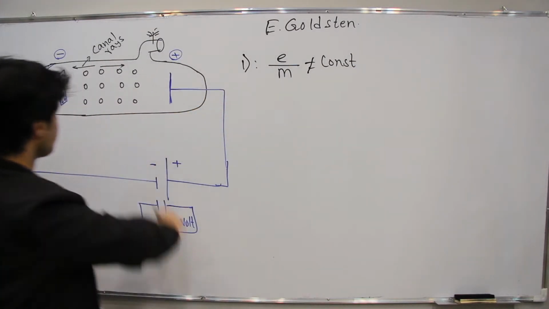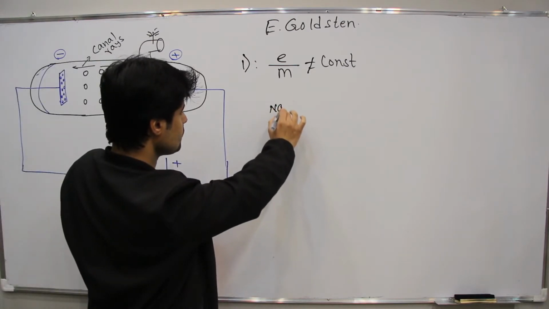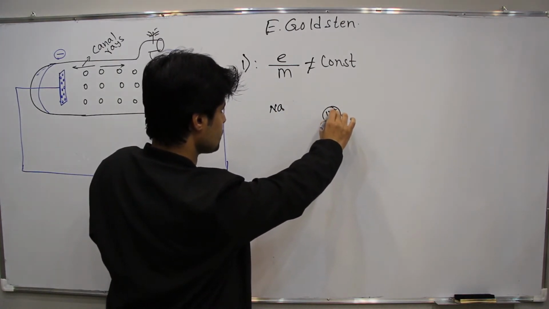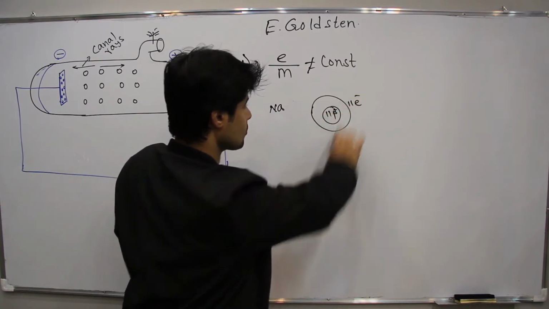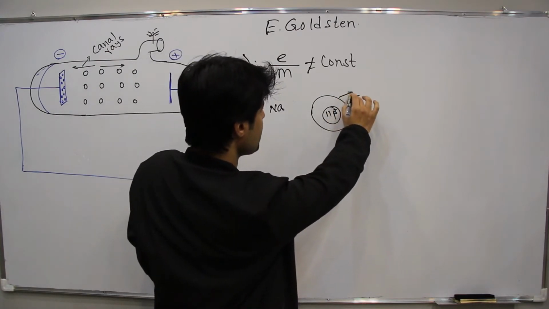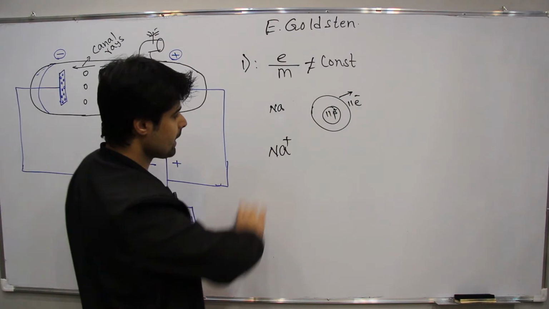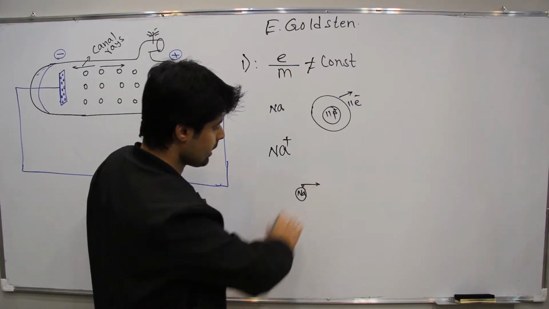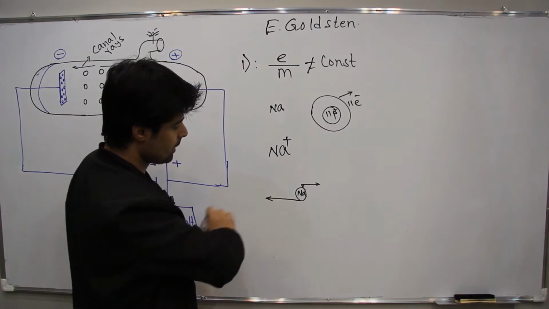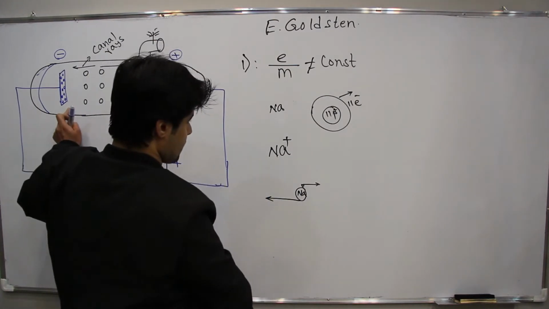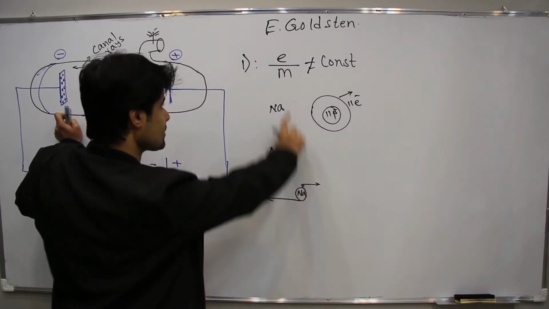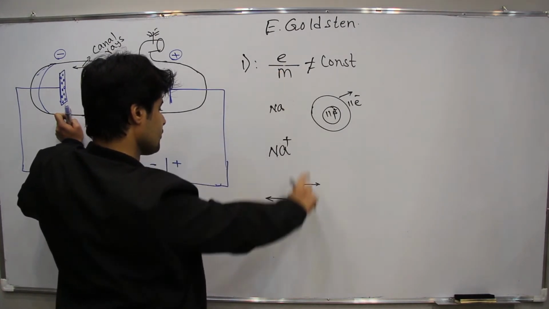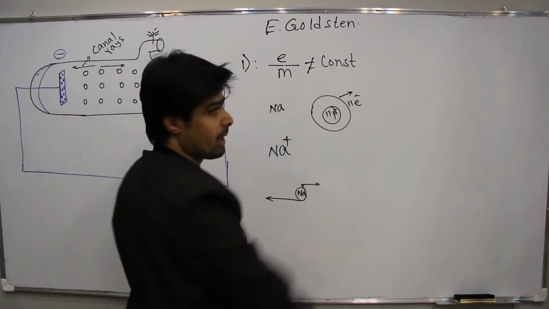This is the first difference. Why? Because if we put sodium in here, what is sodium? Sodium has 11 protons, meaning positive charge, and it also has 11 electrons. Now, if I remove one electron, the sodium becomes sodium plus. This sodium plus is going to the left side, meaning the negative side. Now, this sodium has a charge and a mass. The division of the sodium charge by the mass is a number.